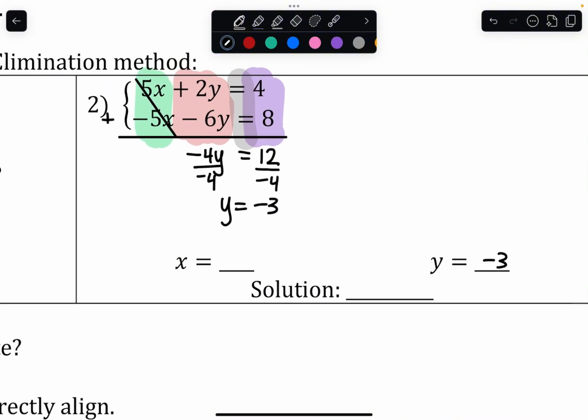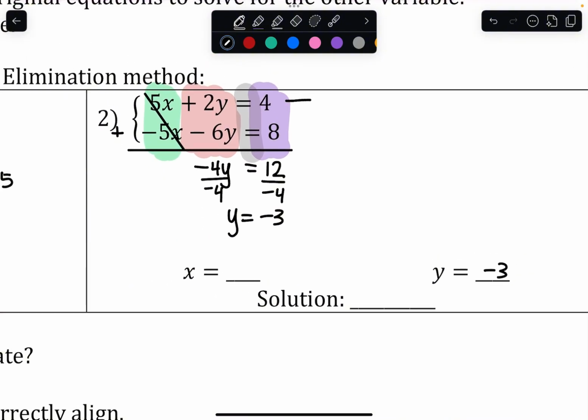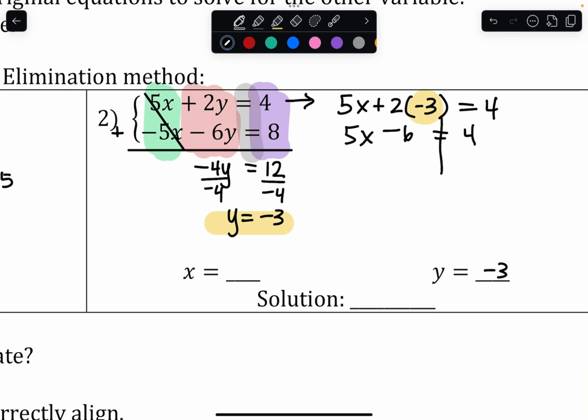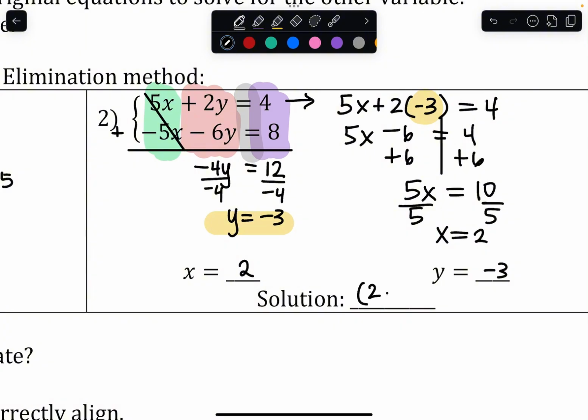Okay, so this time we found y first. Now we can pick either equation. I'm going with the top one, 5x plus 2y equals 4, but now we know y is negative 3. And so that simplifies to 5x minus 6 equals 4. We could then add 6 to both sides to get 5x equals 10. Divide both sides by 5, and we get x equals 2. And so our solution is the ordered pair 2, negative 3.